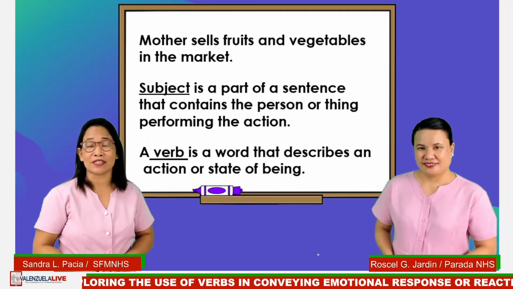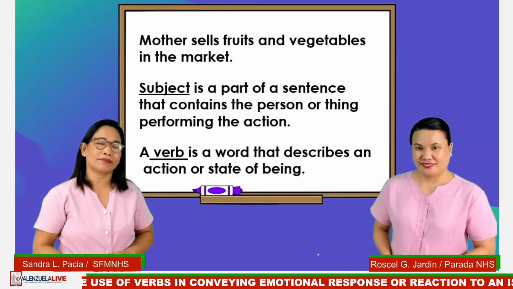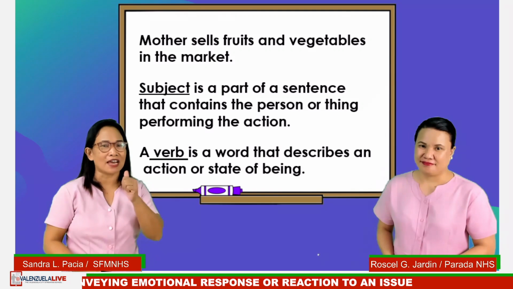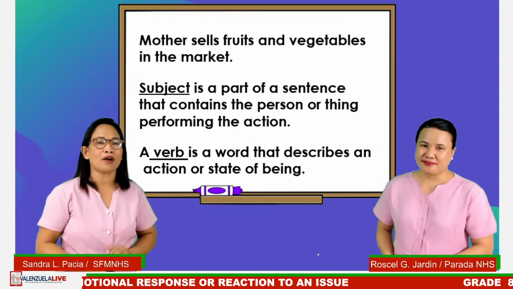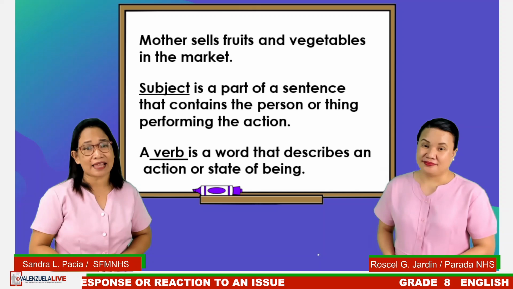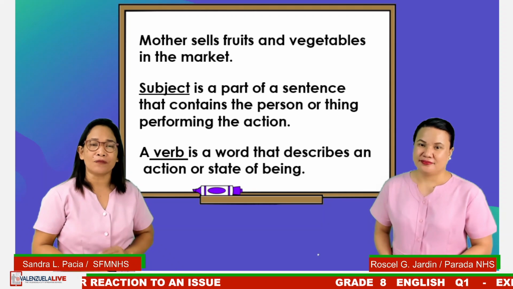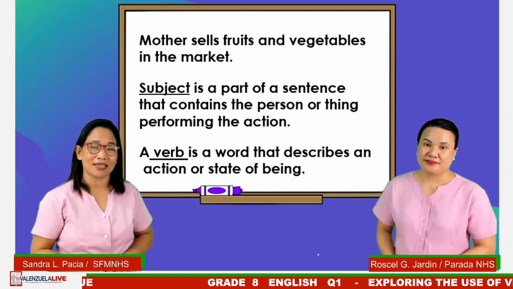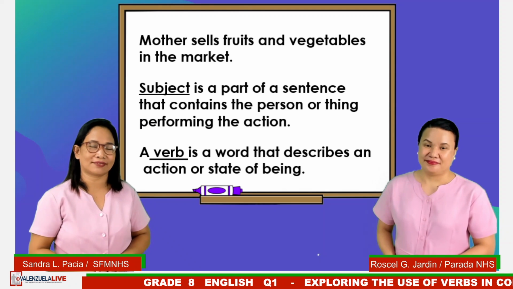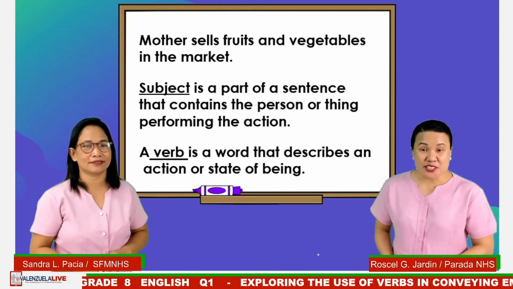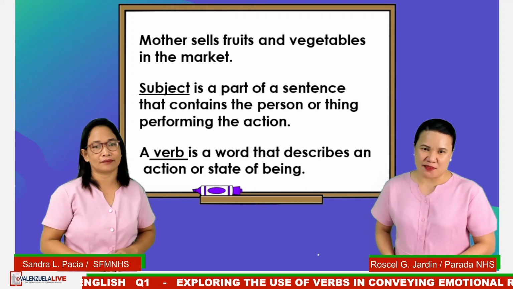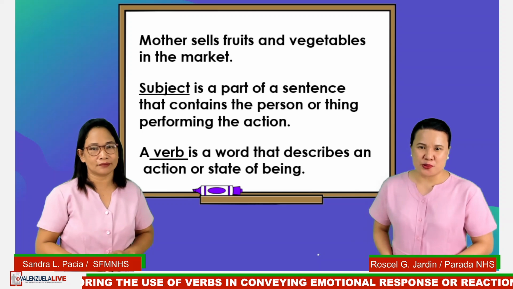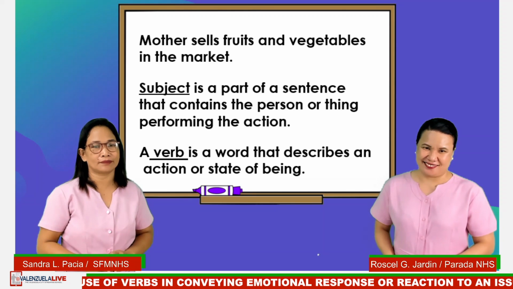Now, what does the mother do? If your answer is sells fruits and vegetables in the market, you got it right. In this part of the sentence, the word sells is the verb. A verb is a word that describes an action or state of being. Now that you know how to identify the subject and the verb in a sentence, let us find out some rules in subject-verb agreement.